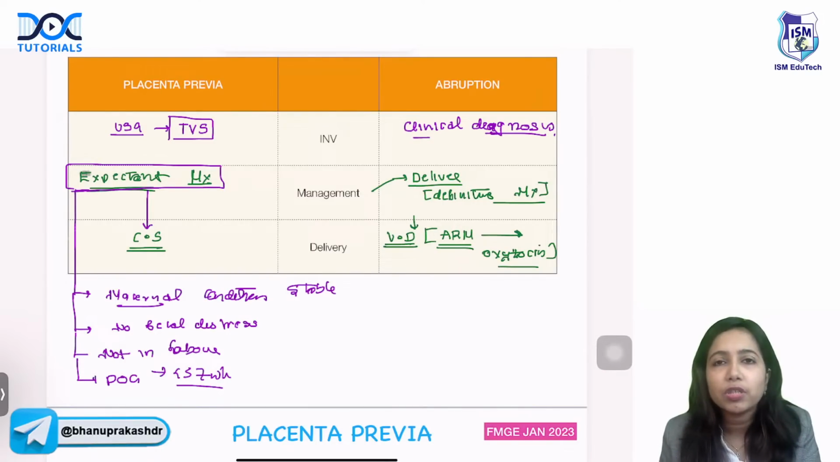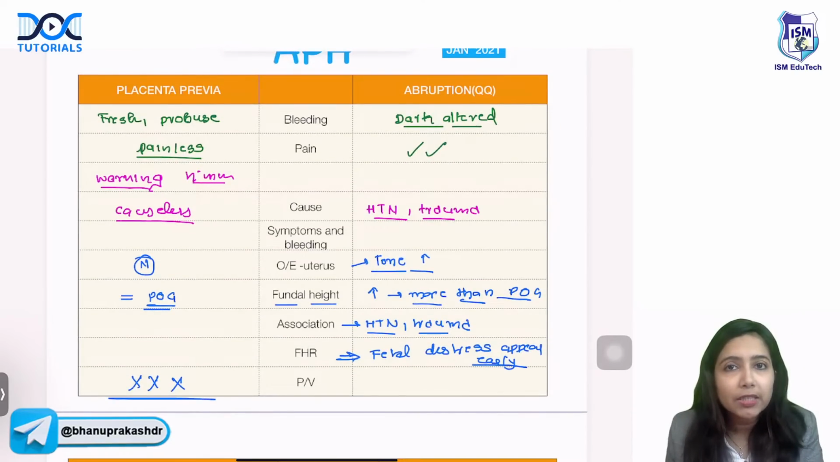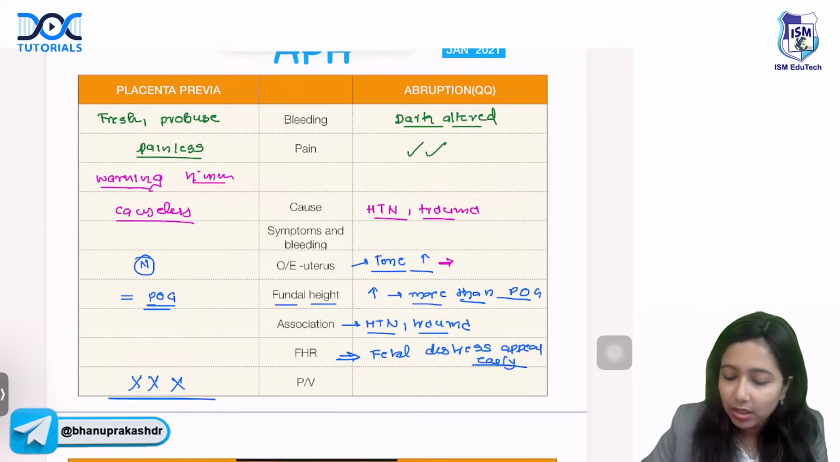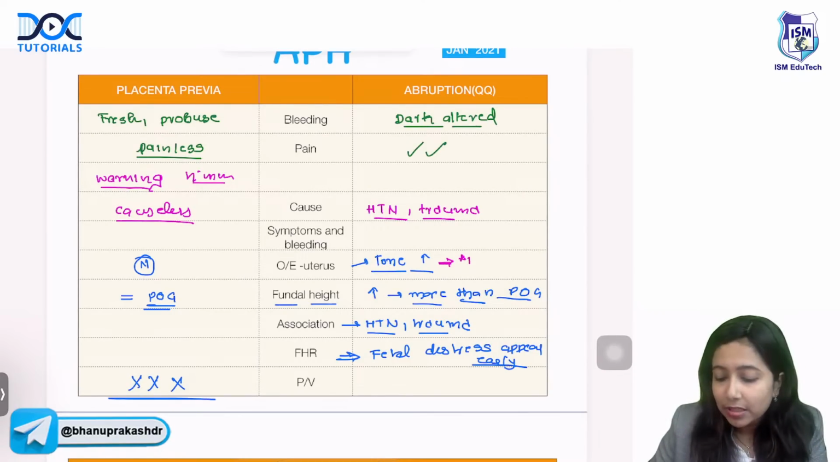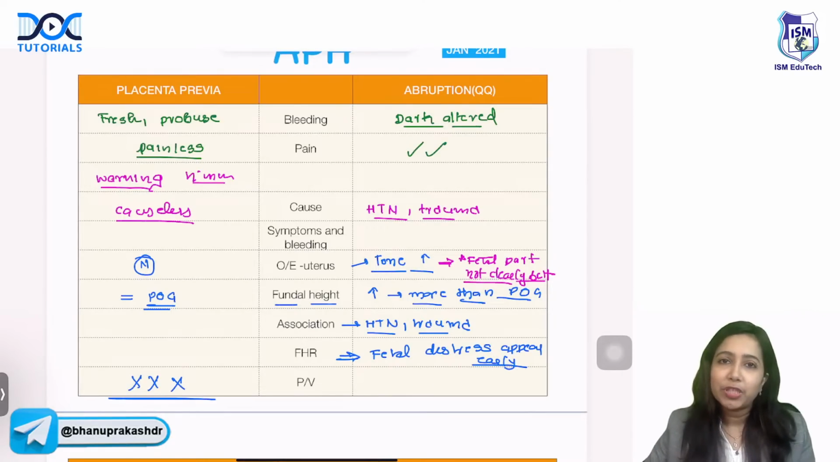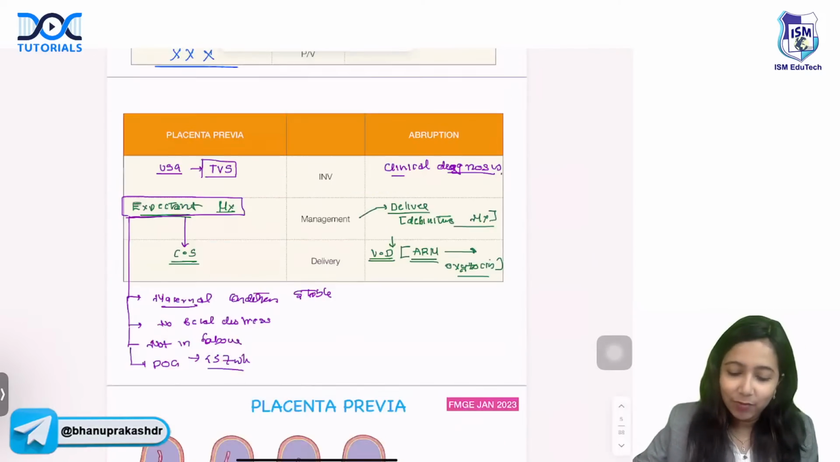Just one additional point. As the tone of the uterus is increased in abruption, the fetal parts may not be clearly palpable. Again, a very important key point. It can tell you that the fetal part is not clearly felt. These are the key points about abruption. So what is the first thing that you will do for management of abruption? The definitive management is vaginal delivery. The first thing I'm going to do is artificial rupture of membrane, followed by starting the patient on oxytocin. Is it clear? Can we move ahead?